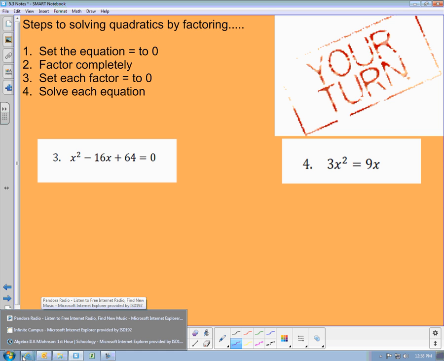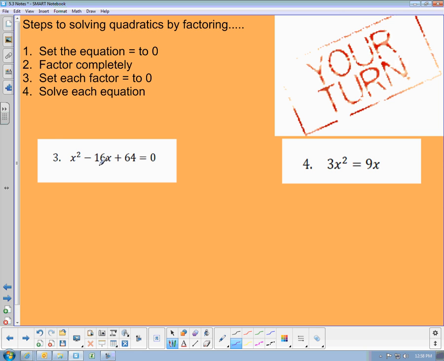Let's do another one. So again, I first need to set the equation equal to 0, then I'm going to factor, then I set each factor to 0 and solve. So I'm looking at this one. I have x squared minus 16x plus 64. So if I think of what gives me a product of 64 and a sum of -16, that's going to give me -8 and -8. So I have x minus 8 times x minus 8 equals 0.